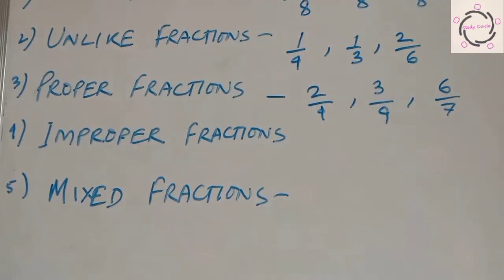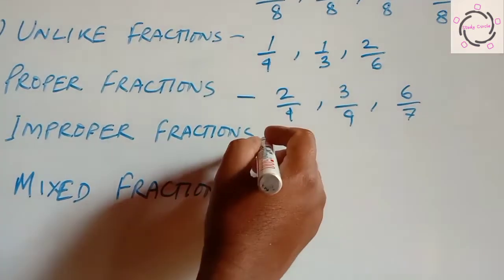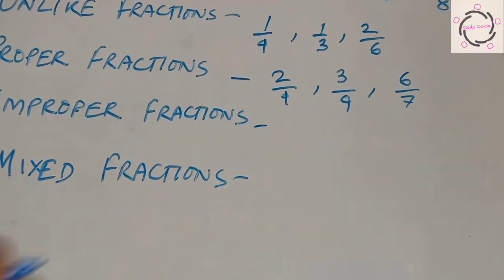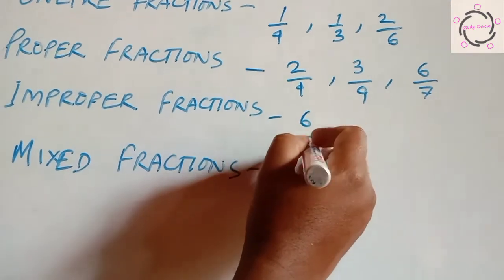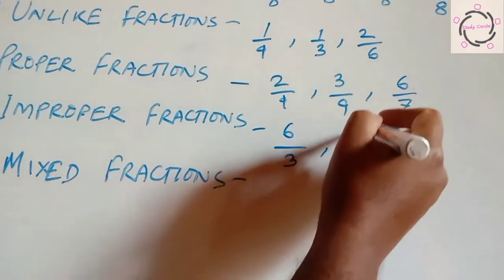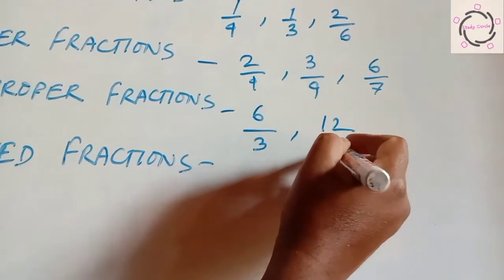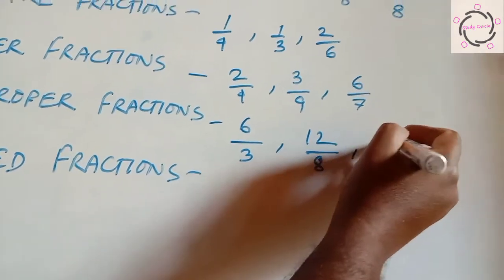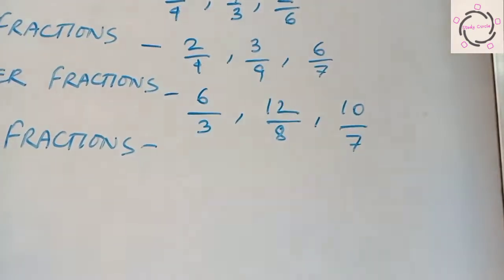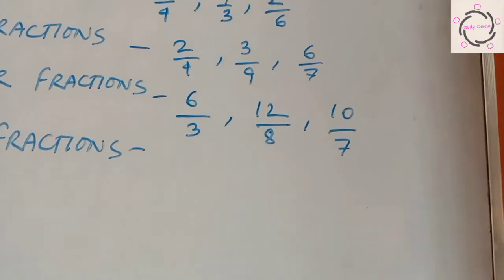Now improper fractions. When the numerator of a fraction is greater than the denominator, then it is called an improper fraction, like 6/3, 12/8, 10/7. These are all called improper fractions.